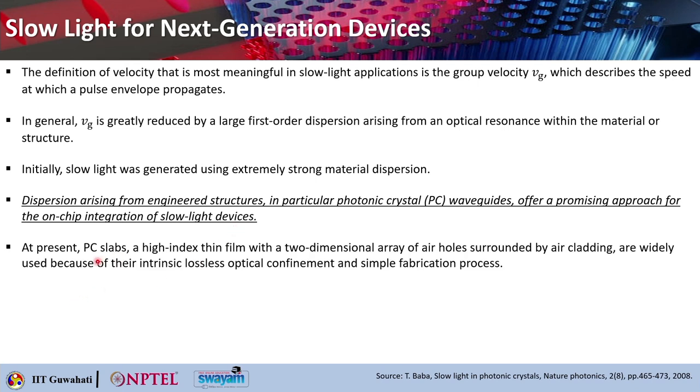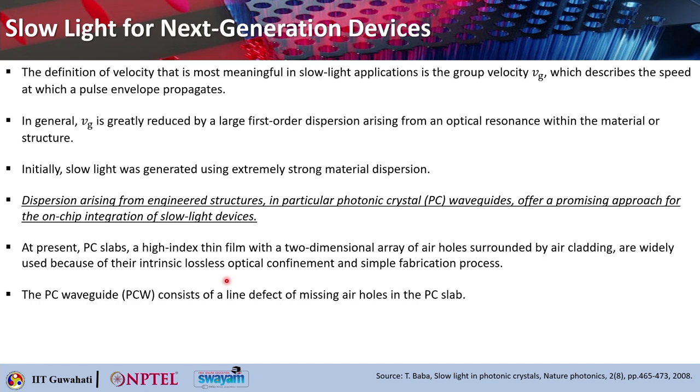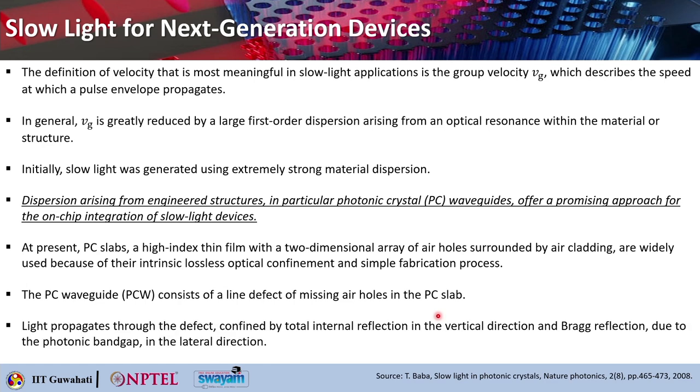So at present, photonic crystal slabs, a high index thin film with a two-dimensional array of air holes surrounded by air cladding. So we have seen this structure many times in this course. They are widely used because of their intrinsic lossless optical confinement and relatively simple fabrication process. So the photonic crystal waveguide or PCW consists of a line defect of missing air holes in the photonic crystal slab. Okay, try to imagine the structure, we'll show it in the next slide.